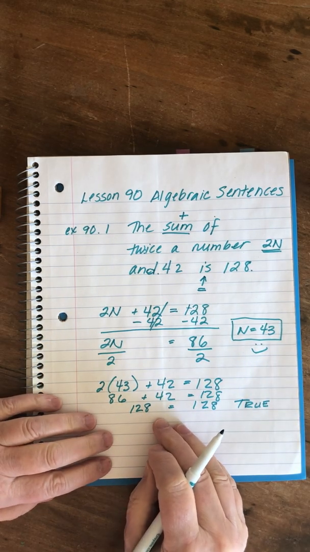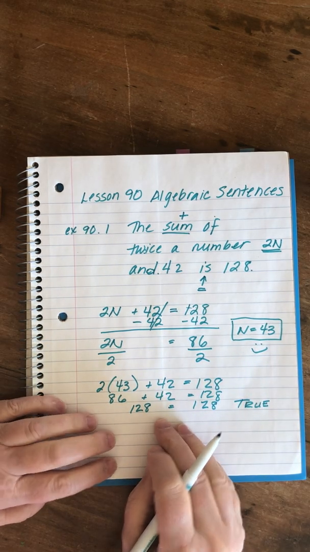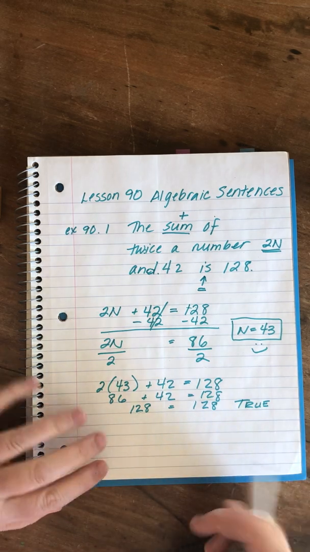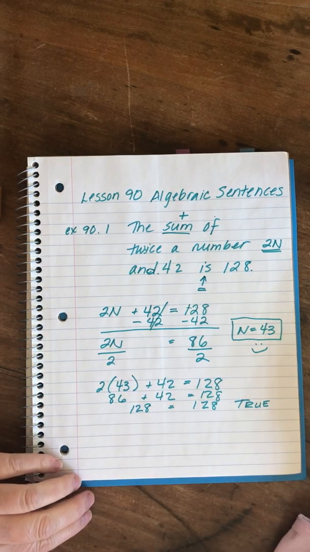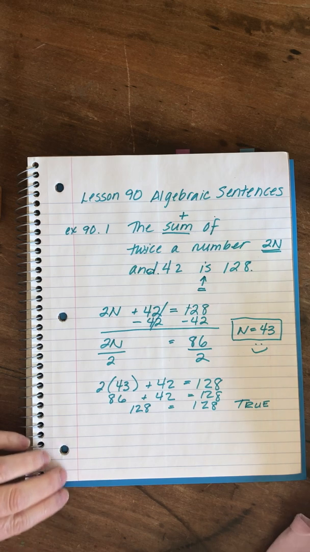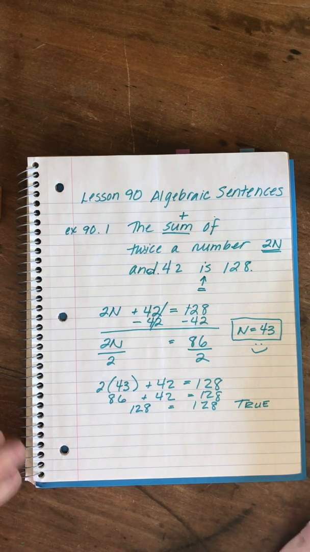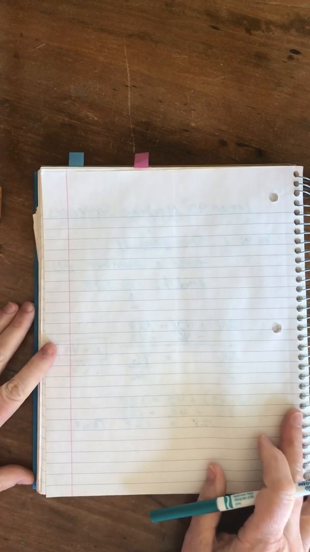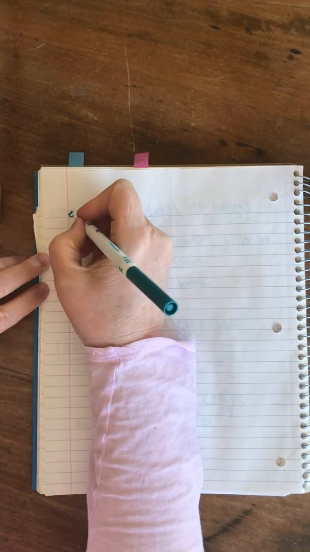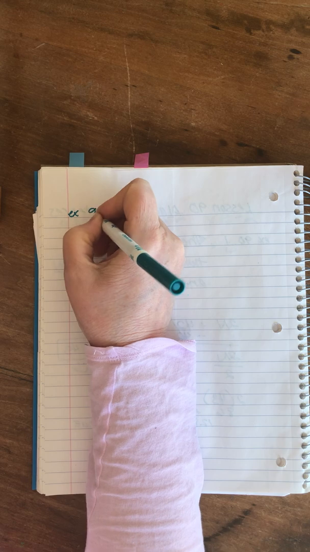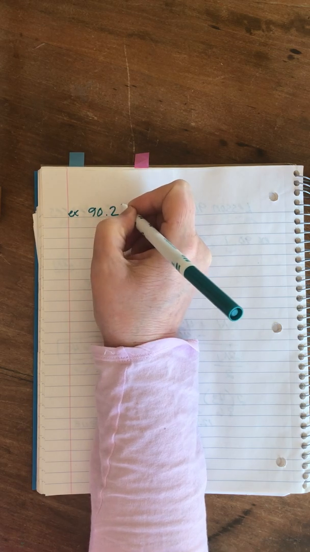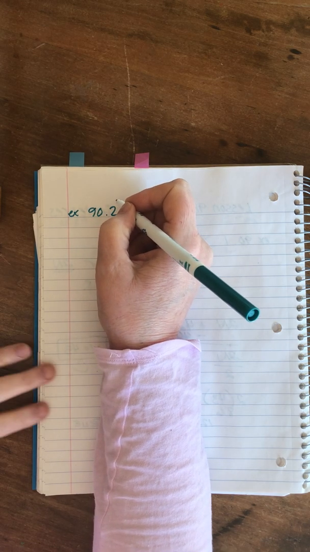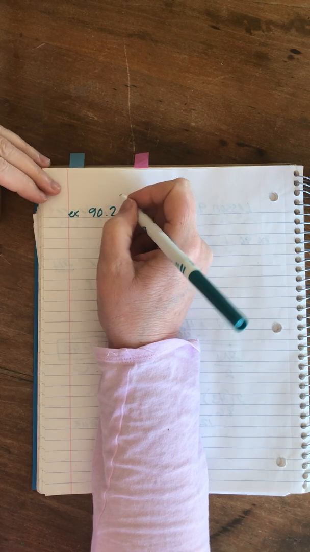You're not required to check your work in these problems, but I wanted to show you that you always can. You can always plug the number back in and see if it actually works. And if you've done it correctly, it will. It'll always work. Okay. There are 3 problems in this lesson. That was the first one. Example 90.2. I'm going to write this one out again so we can look at the words together.